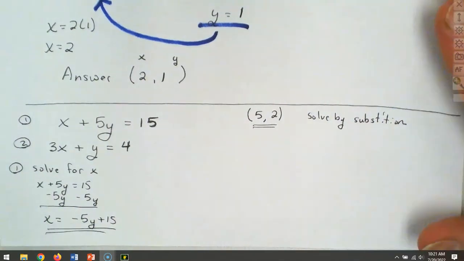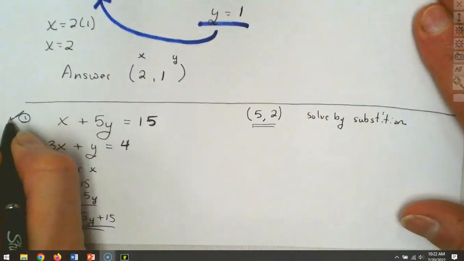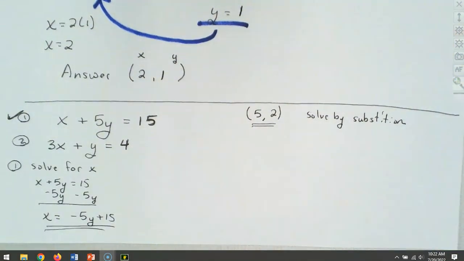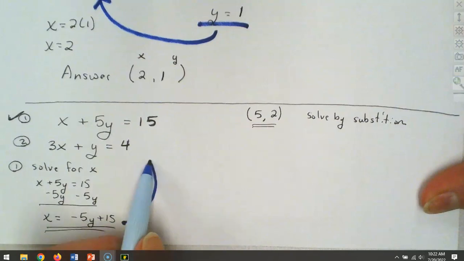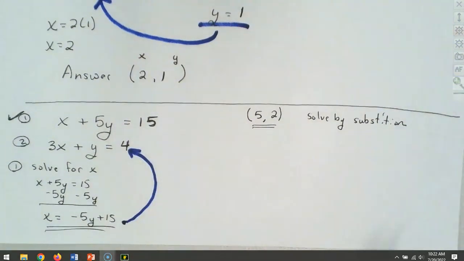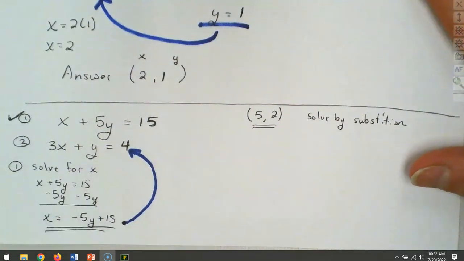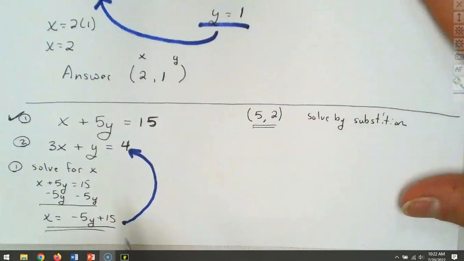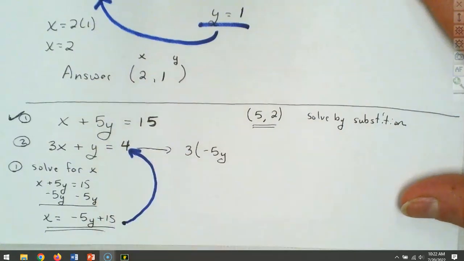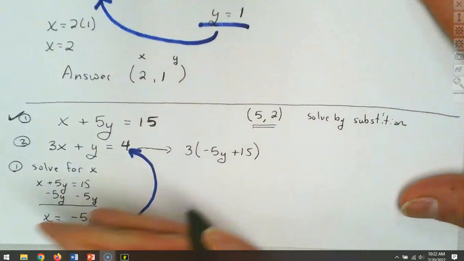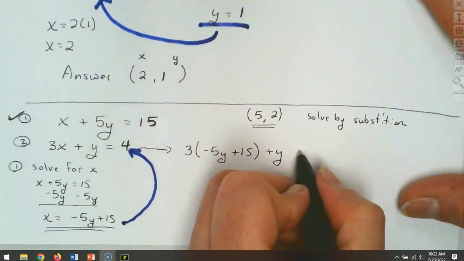Okay, and I've used that first equation. You have to make sure you use both of them. So I took that first equation and solved it for x. Now, once you've solved it for x, you simply plug it back into the other equation. So I'm going to plug x into my second equation. And when I plug that x into my second equation, now I've got 3 times negative 5y plus 15, plus y equals 4.